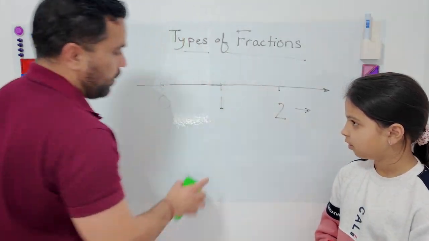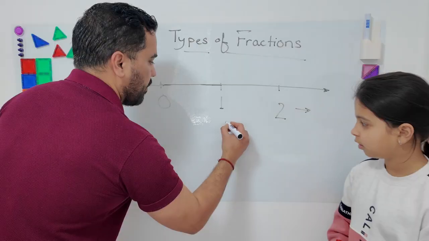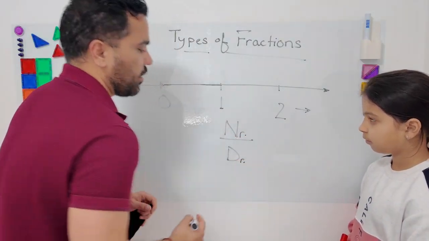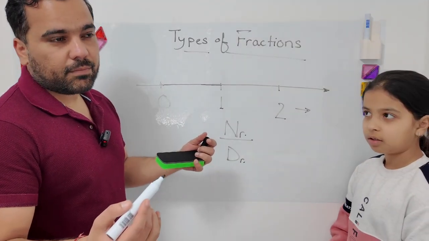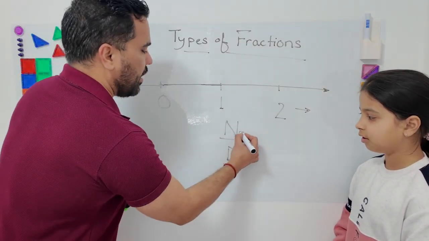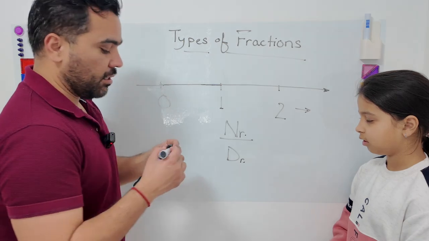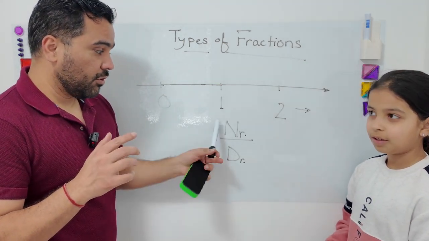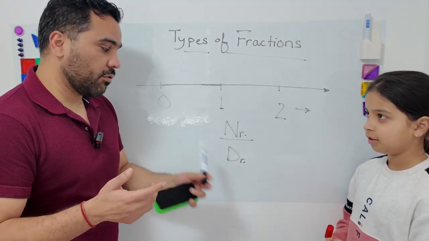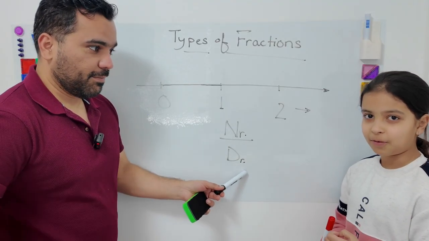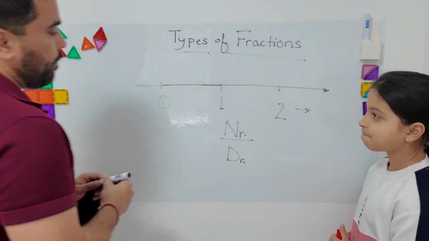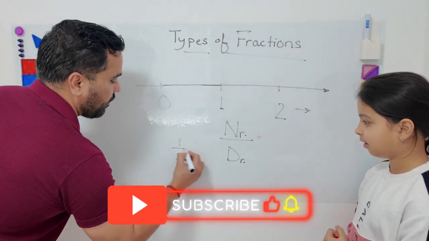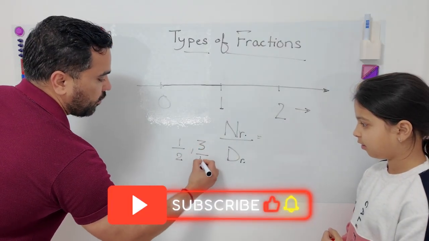Right. So we know that we write a fraction as numerator and denominator. NR is basically how we abbreviate numerator, and DR is your denominator. If you remember from the first video, N is for North, that's numerator, and D for denominator, D for down. Good. Okay, so there could be fractions like 1/2, 3/4, could be anything, right?